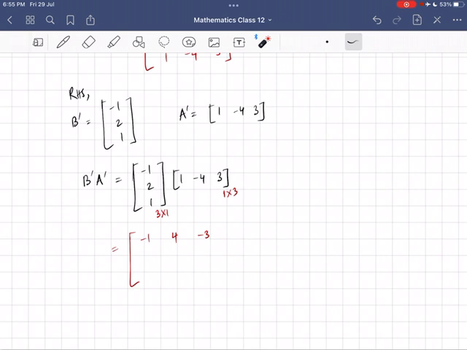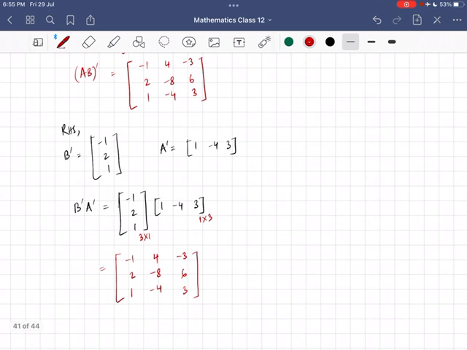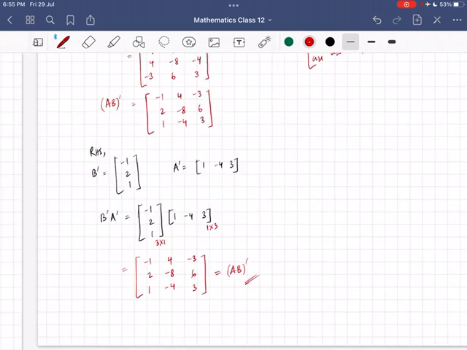Now we'll go to the second row. So second row, 2 into 1 is 2. 2 into minus 4 is minus 8. 2 into 3 is 6. Now second row is finished. Now we'll move on to the third row. 1 into 1 is 1. 1 into minus 4 is minus 4. And 1 into 3 is 3. So this is how we get the matrix multiplication, and if you check carefully, both are equal. That is nothing but equal to AB whole complement. So hence proved. So this is how we solve this question.